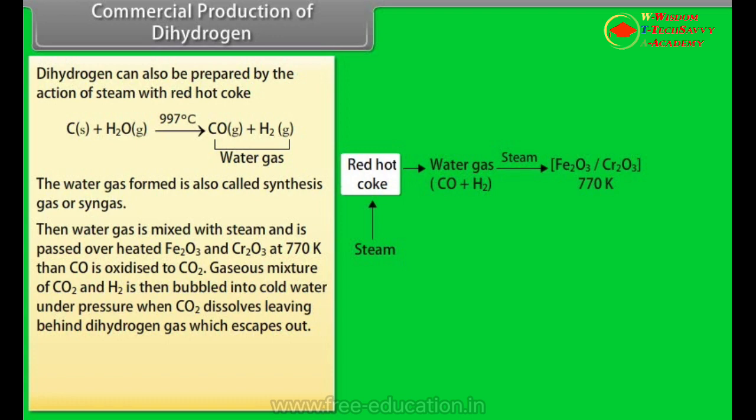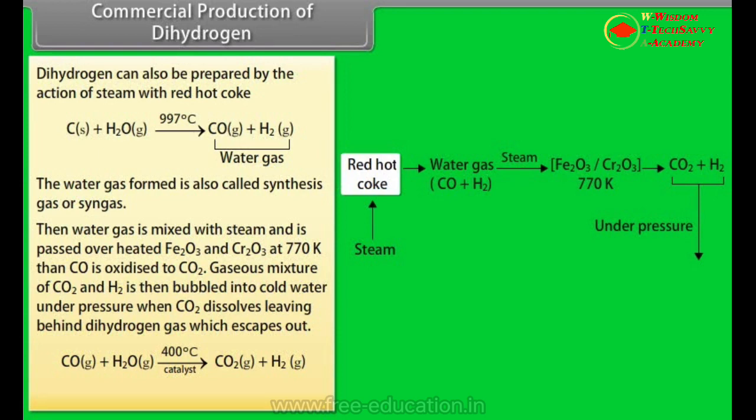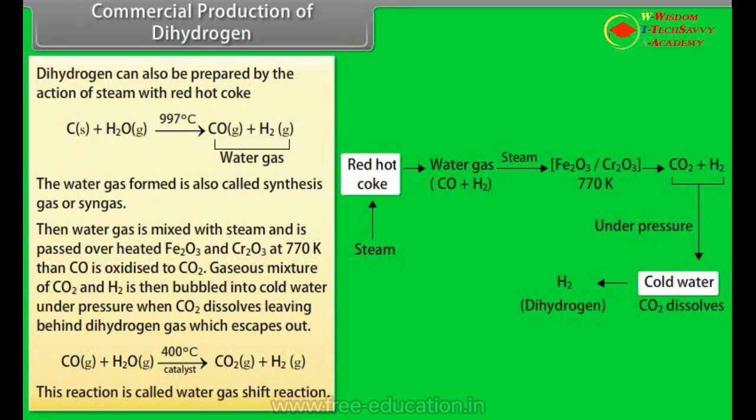Then water gas is mixed with steam and is passed over heated Fe2O3 and Cr2O3 at 770 Kelvin. Then CO is oxidized to CO2. The gaseous mixture of CO2 and H2 is then bubbled into cold water under pressure, when CO2 dissolves, leaving behind dihydrogen gas which escapes out. This reaction is called water gas shift reaction.